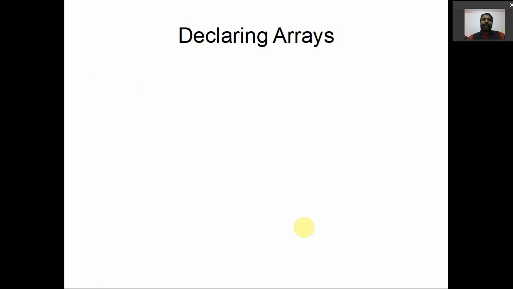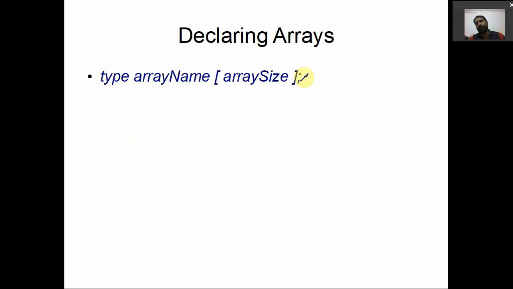So the next topic is how to declare arrays. We have already seen how to declare variables. We simply declare int a, int b, int c, like that we can declare variables. Similarly, we can declare arrays also. For that, we have to use a type, give an array name, and specify the array size in square brackets, and a semicolon will be there.